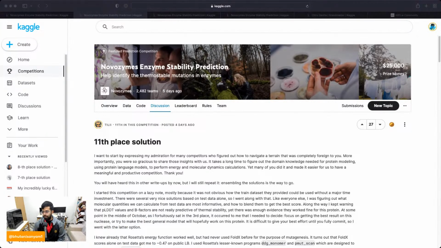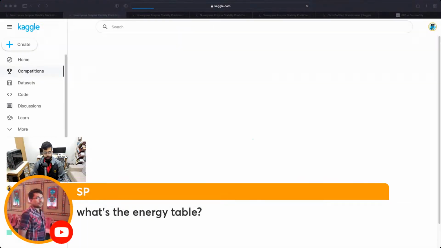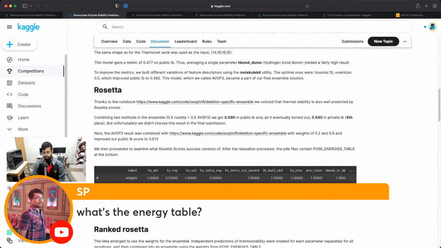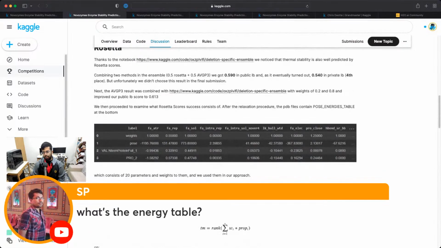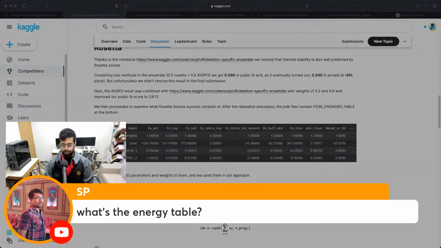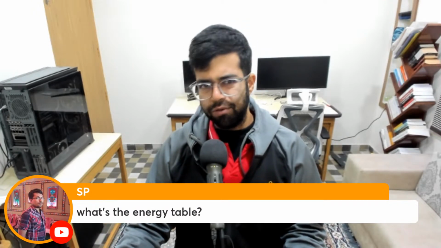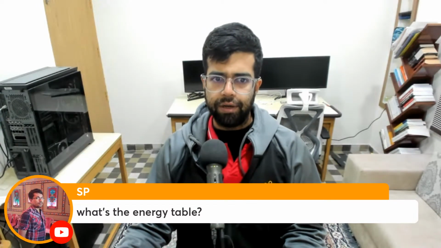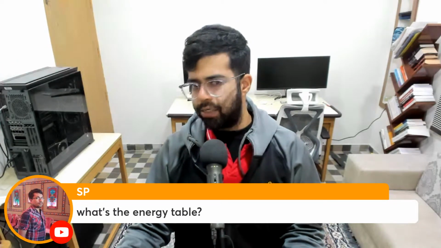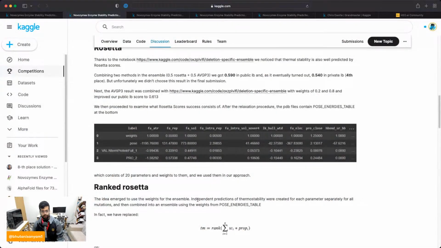What's the energy table? SP is asking. Let's read through that. I'm trying to simplify and also remember, but energy refers to... So there were different things that came up in the competition. Delta delta G was the energy difference between folded and unfolded proteins. I assume this shares energy calculations in different variations. I don't know the exact details. I should look into Rosetta to find that out, but I assume it's the energy calculation with different mutations or stuff like that being calculated. That's my understanding of it. I'm not sure if this is the exact correct answer.